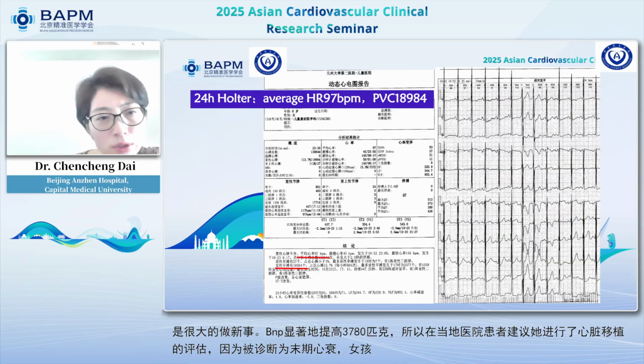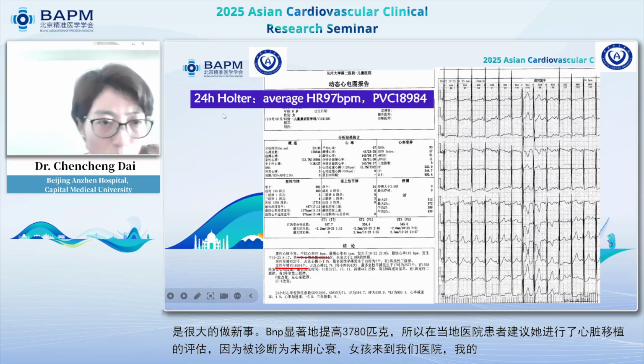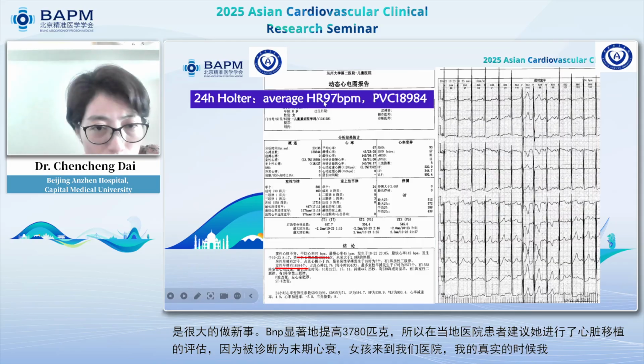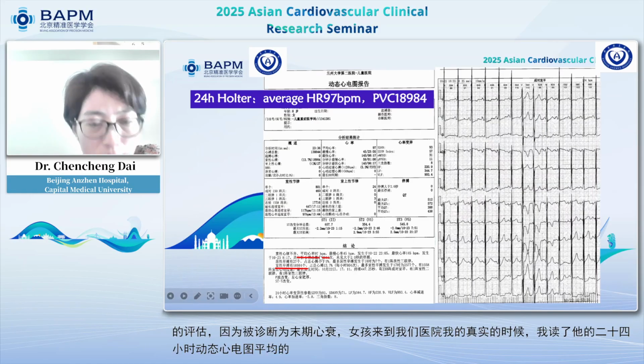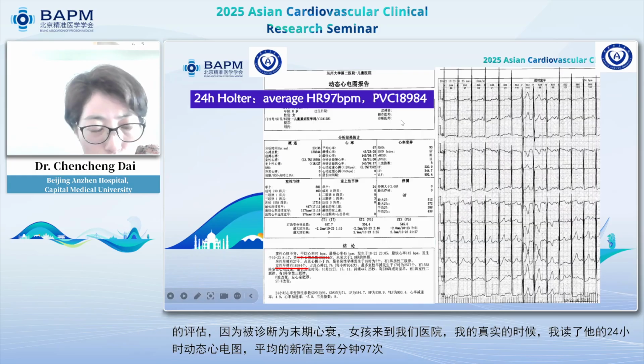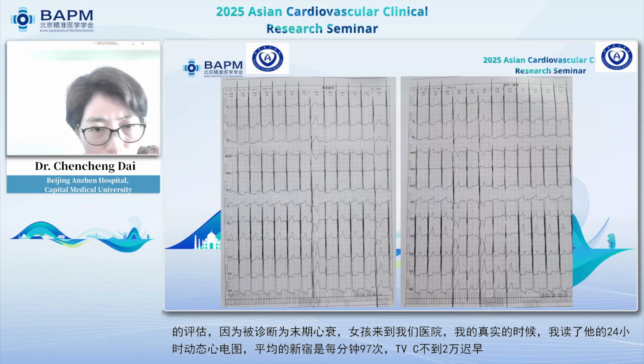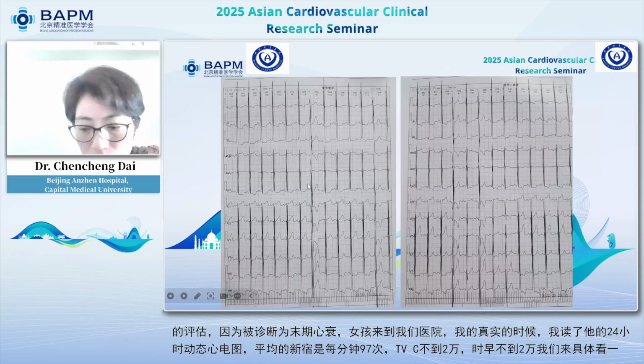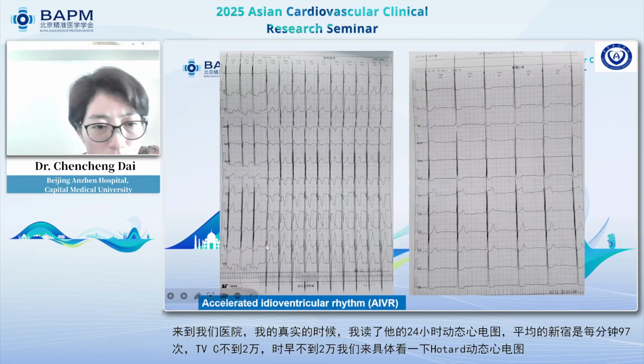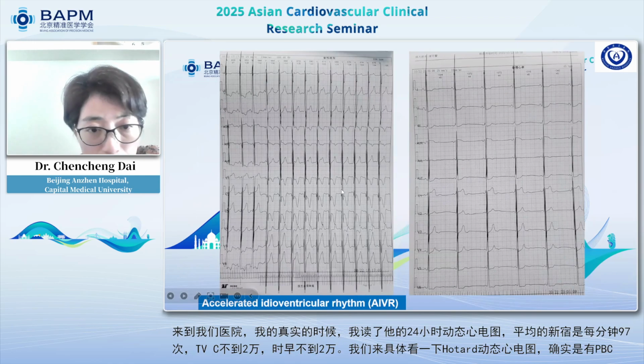I read the Holter. Average heart rate is 97 BPM. PVC is less than 20,000 per 24 hours. Let's see the Holter. Some PVCs and also accelerated ventricular rhythm can be seen.